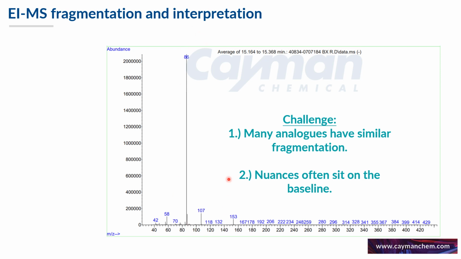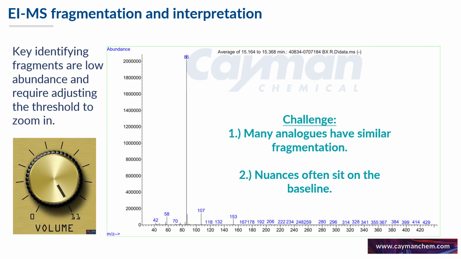Nitazenes have a very distinctive EI mass spec fragmentation characterized by this huge base peak and maybe a couple smaller peaks and a whole lot of grass at the baseline. The molecular ion may or may not be present depending on the structure, and many of these analogs also have similar fragmentation patterns, making it very difficult to differentiate between them. The nuances are often found in the baseline and require pumping up the volume to access these lower abundance fragments.